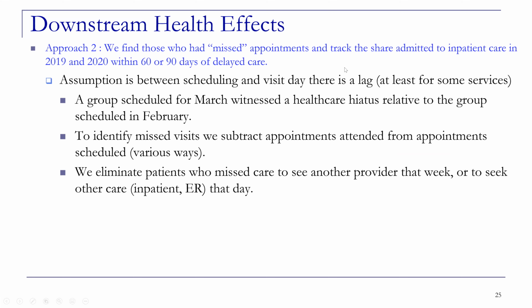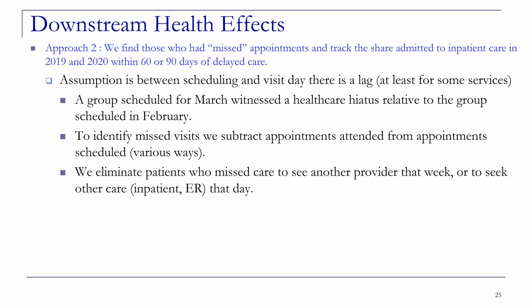The second approach is a little bit different. So I realized in the electronic medical records that you can actually identify a visit that was scheduled but missed, delayed, or rescheduled, because you will not find it in the billing and you will not find any notes from the doctor on that visit, which means this visit was missed. So what I did is I subtracted the visits that were actually realized or attended from the visits scheduled. Now I have potentially a cohort that had visits scheduled in February and a cohort that had visits scheduled in March. And the only kind of difference between them is the cohort in March had to bear a healthcare hiatus that happened due to the pandemic.